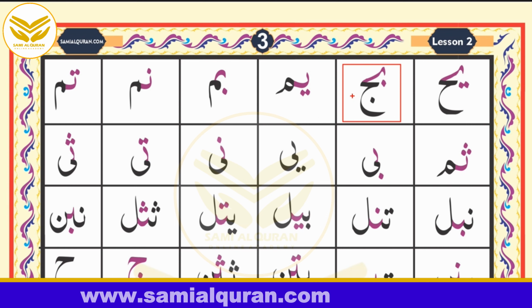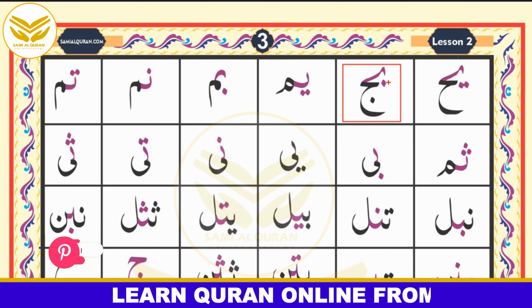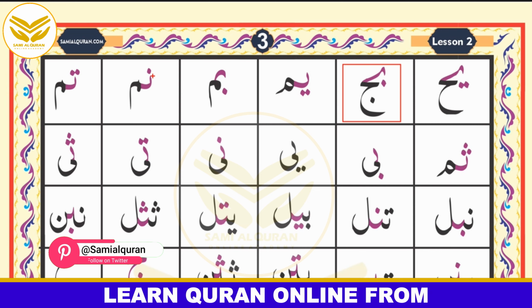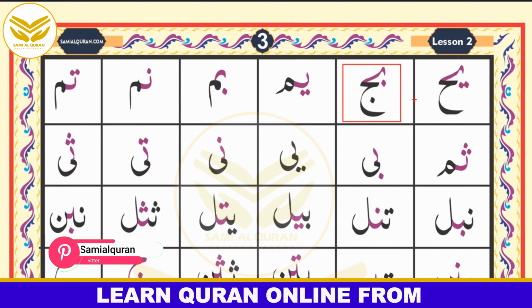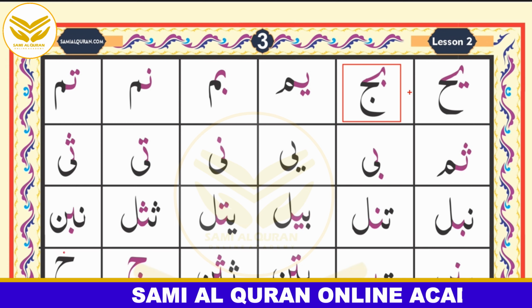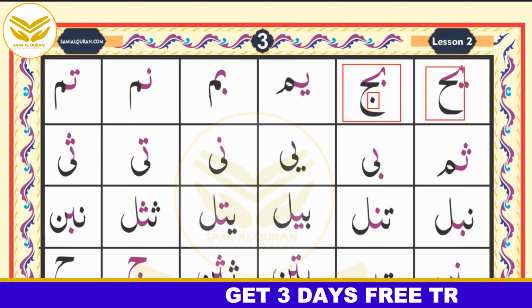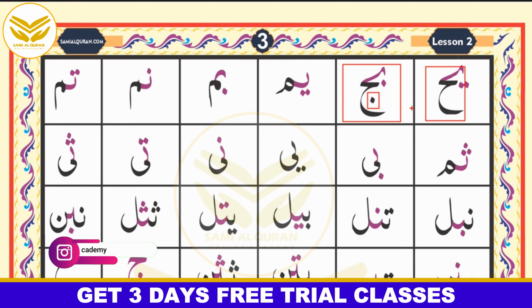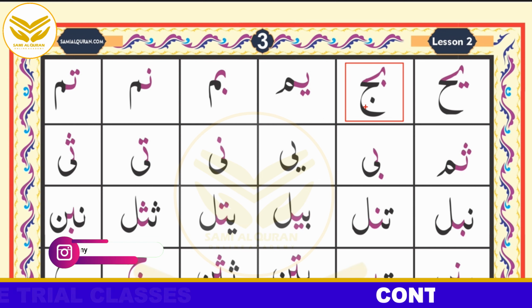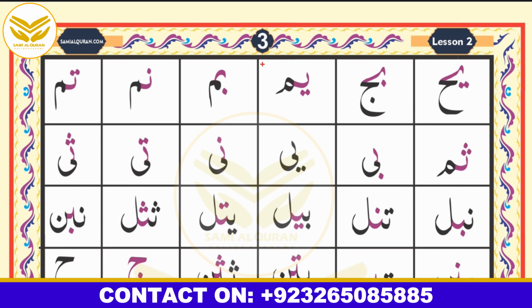You have to remember that Ba has 1 dot in the bottom and Noon has 1 dot on the top. And we have 3 letters in the same shape: Jim, Ha and Kha. These 3 letters come in the same shape but differ in the dots. Jim has 1 dot in the middle, Ha is without a dot, and Kha has 1 dot on the top. So just read carefully. Repeat again. Ba Jim. Next.